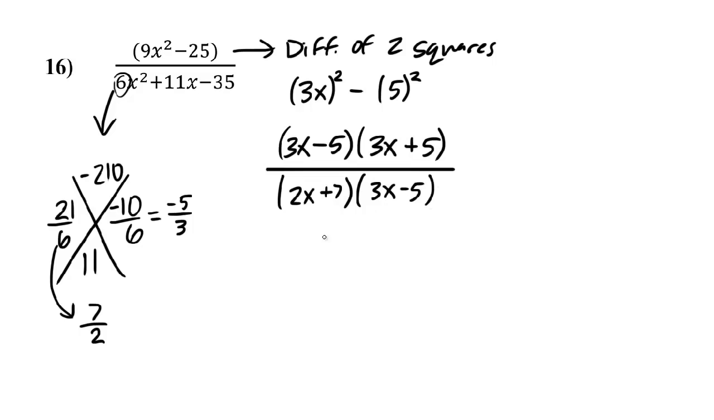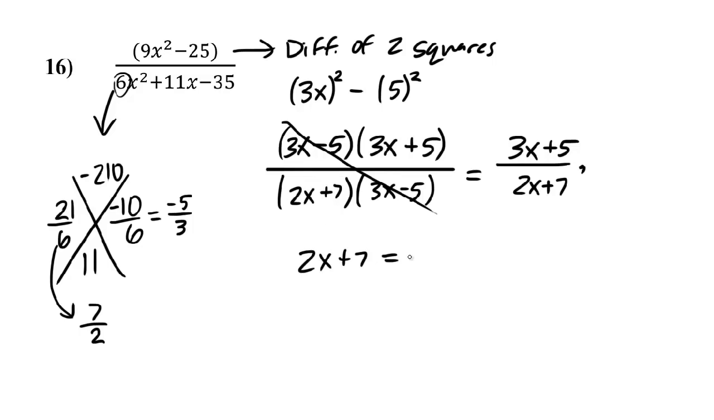Okay, and we're looking, is there anything in the top that's also in the bottom? Well, we have a 3x minus 5 and a 3x minus 5. So we go ahead and cross those off. And what are we left with? 3x plus 5 in the top over 2x plus 7. After we do that, we state our restrictions. Okay, so first off, x couldn't be whatever would make this 0. Now, you could just go ahead and solve. You could say 2x plus 7, when is that equal to 0?